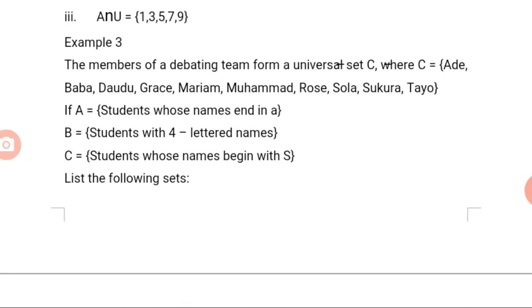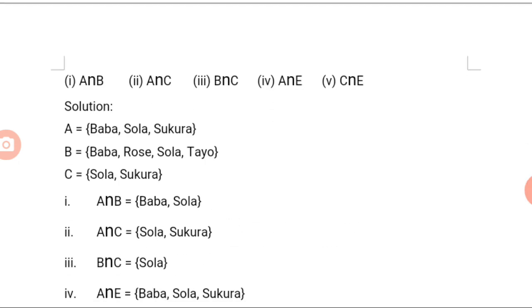From the question, our set A is students whose names end in A. Students whose names end with A. Is that clear? Look at Ade, Baba, Daudu, Grace, Mariam, Muhammad, Rose, Shola, Shukura. Can you see it? Now, from this, we can see that the names that end with letter A are Baba, Shola, Shukura. So set A has its elements as Baba, Shola, and Shukura.